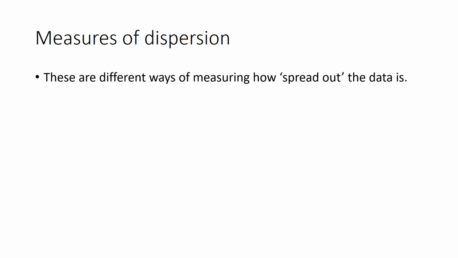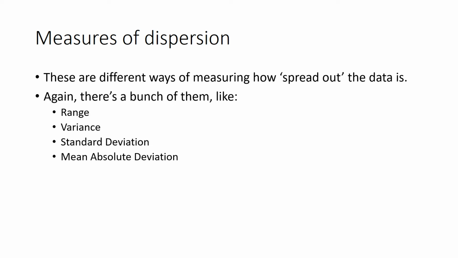So that's all about averages. So the next topic is measures of dispersion. Dispersion is how spread out your data is, which can be valuable to know. So there's a bunch of ways of doing this. I'm just going to pick these 4. There's plenty more, like interquartile ranges and so on. I'm not going into those. We're looking at range, variance, standard deviation, and mean absolute deviation.